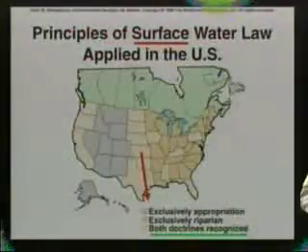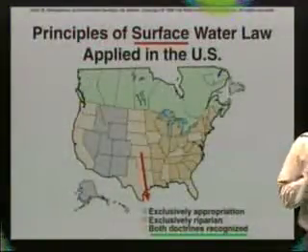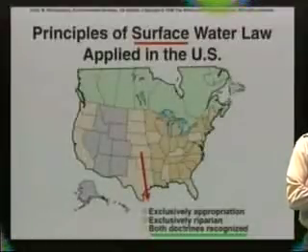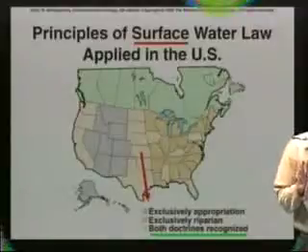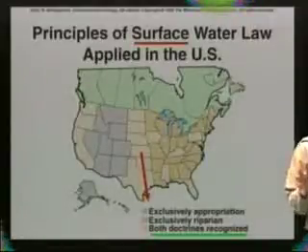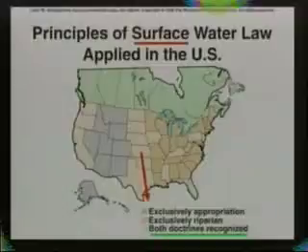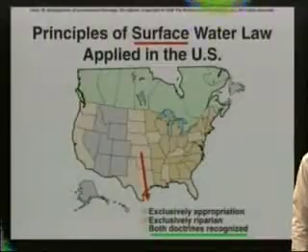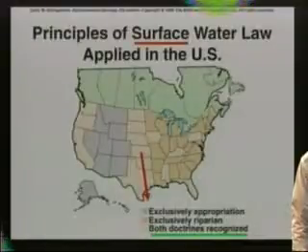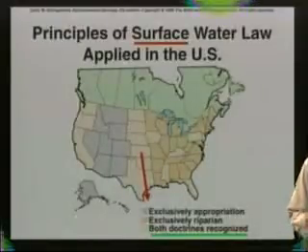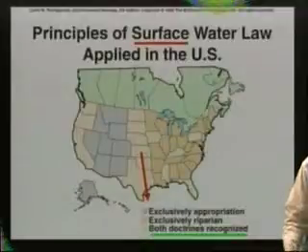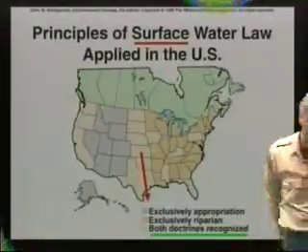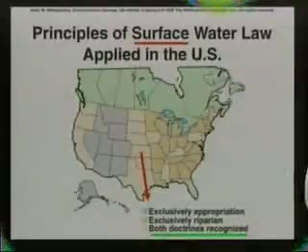Here we have a map that kind of shows where the surface water principles are applied in the United States. And you can see that the eastern half of the United States, not exactly all of it east of the Mississippi, but generally that half of the country where there's more rain, more lakes, more reservoirs, more water available, and where we started. As the country changed and populated, moved westward, you'll notice that it's mostly what? Riparian. Okay, it's mostly riparian.